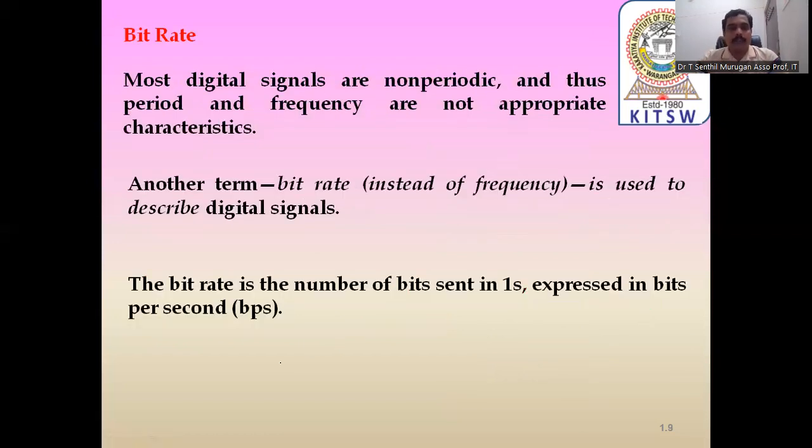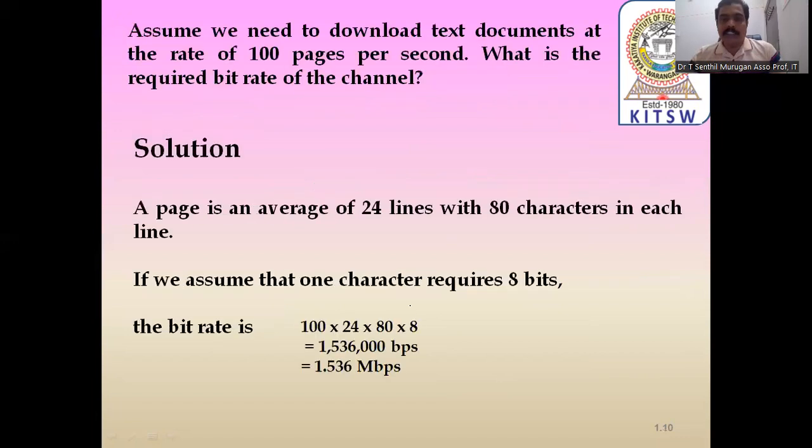So next one, bit rate. So now we know that most digital signals are non-periodic, and thus period and frequency are not appropriate characteristics. Okay. But in another term, bit rate. Instead of frequency, in analog signal we are using frequency, but here we are using bit rate. Bit rate means the number of bits sent in 1 second. It may be represented as bits per second. That is the unit of representing digital data.